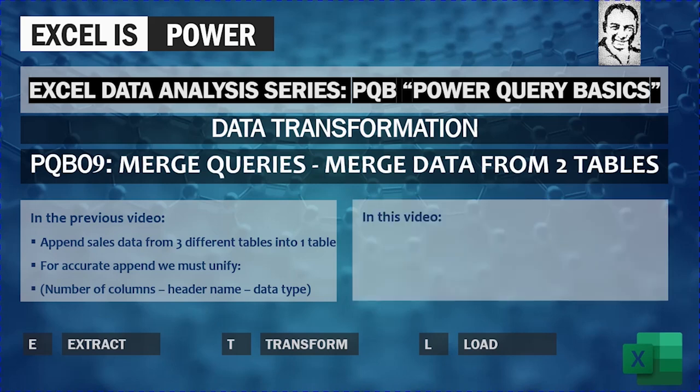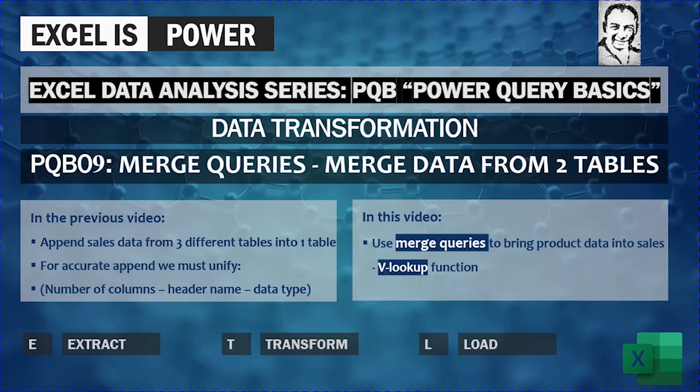In this video, we are going to see how we can use merge queries to bring product data into the sales table, meaning that we are going to use something similar to the VLOOKUP function. And not only this, we are going to use a join kind called left outer, meaning that if we want to use the same functionality of the VLOOKUP inside Power Query, we need to do merge queries with a join kind left outer. There is more than one join kind in the merge queries, but in this video we are going to focus on the left outer.